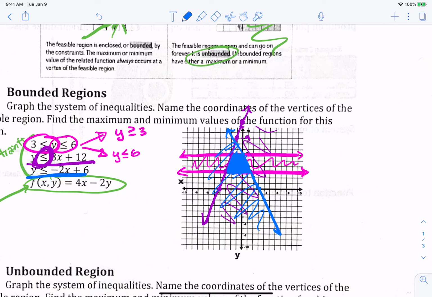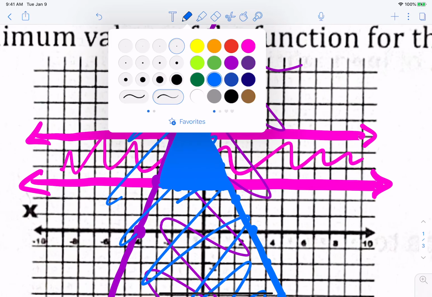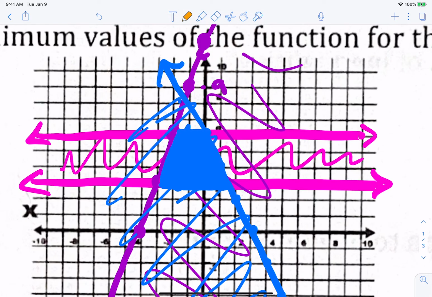This guy, do you know what shape that is? It's a triangle. It's not a triangle. It's not a square. It's a rectangle. It starts with a T though. It's a trapezoid. Okay, so we are interested in finding these corner points right here where that trapezoid is located.